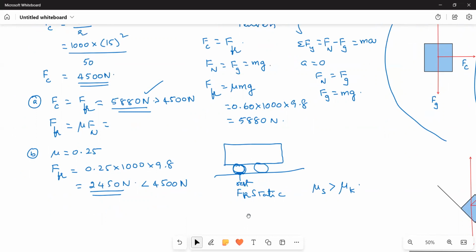That means instantaneously the tire comes to rest, so the static friction comes into the picture. The coefficient of static friction is greater than the coefficient of kinetic friction. That provides the required centripetal force to negotiate a curve. So no problem at all. The car can easily take the curved path, and then it will safely travel.